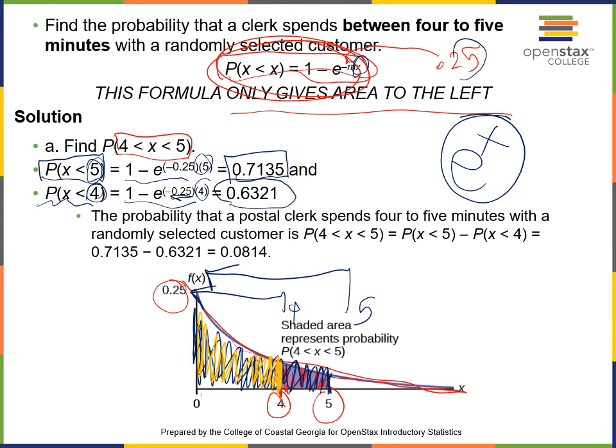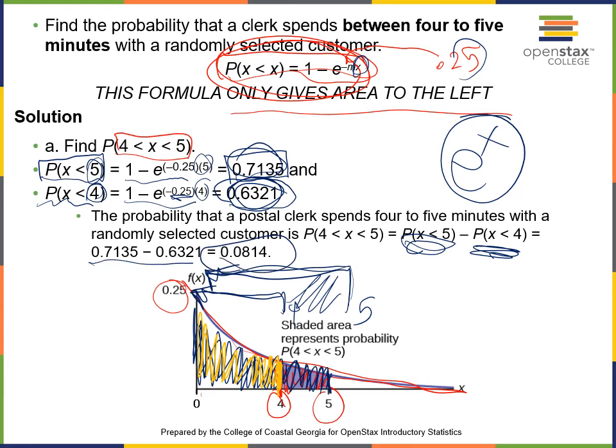But I really want to find the probability that x is between 4 and 5. So if I have this bigger amount, I know how much that is, and this smaller amount, I know how much that is, and I want to find the amount in between. Well, if I take the bigger probability and subtract the smaller probability, the probability that I'm less than 5 minus the probability that I'm less than 4 should give me the probability in between. And so the probability that the clerk spends between 4 and 5 minutes in this situation would end up being 0.0814.